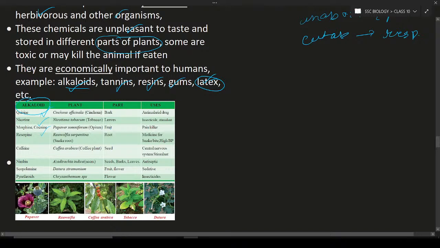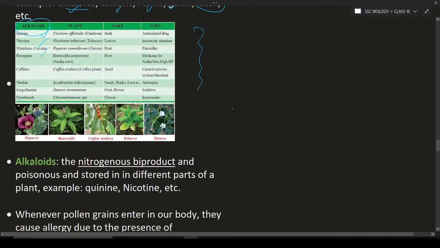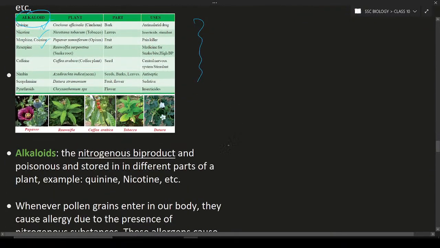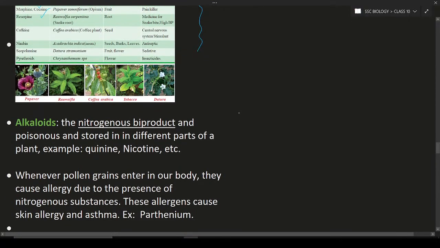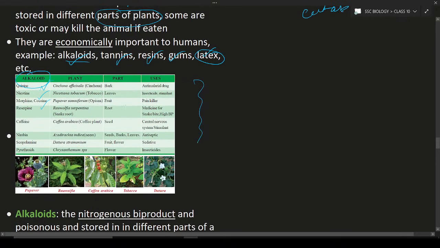Here are the parts of the plant body: bark, leaves, fruits, and so on. This table describes which plant produces the alkaloid, in which part it is stored, and the uses of these alkaloids. Bark is a part of the plant. In the bark, what is stored? Cinchona bark stores quinine. This quinine is an anti-malarial drug.